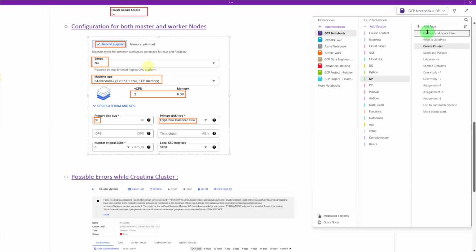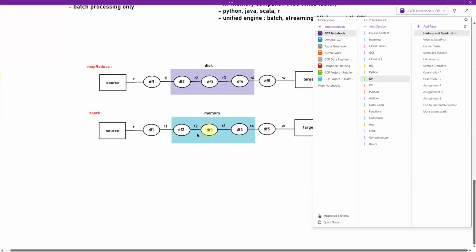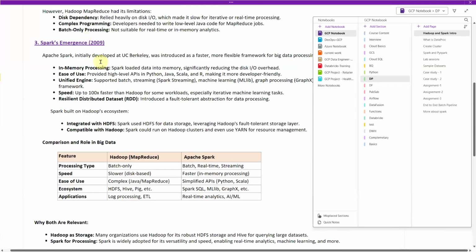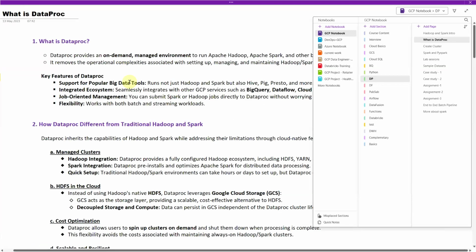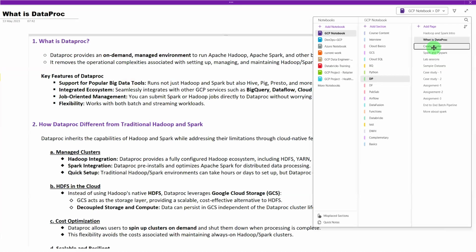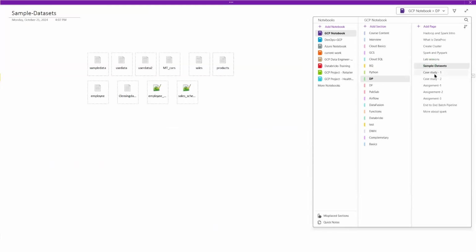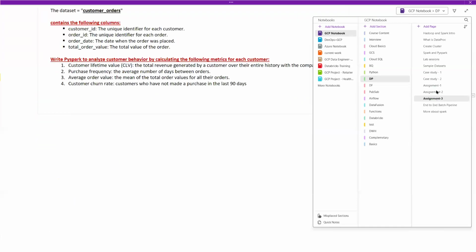And then we will start with Dataproc. This is one of the important things that we have to learn about. What is Hadoop and why did Hadoop come into the picture, when and how did Spark come into the picture, what were the advantages of using Spark over Hadoop, and what is Dataproc, how is it different from Spark, and how is it different from Hadoop and Spark? How do we create the cluster, lab sessions, sample dataset practice, case study 1, case study 2. I told you 2 case studies, assignments: assignment 1, assignment 2, assignment 3, end-to-end batch pipeline.